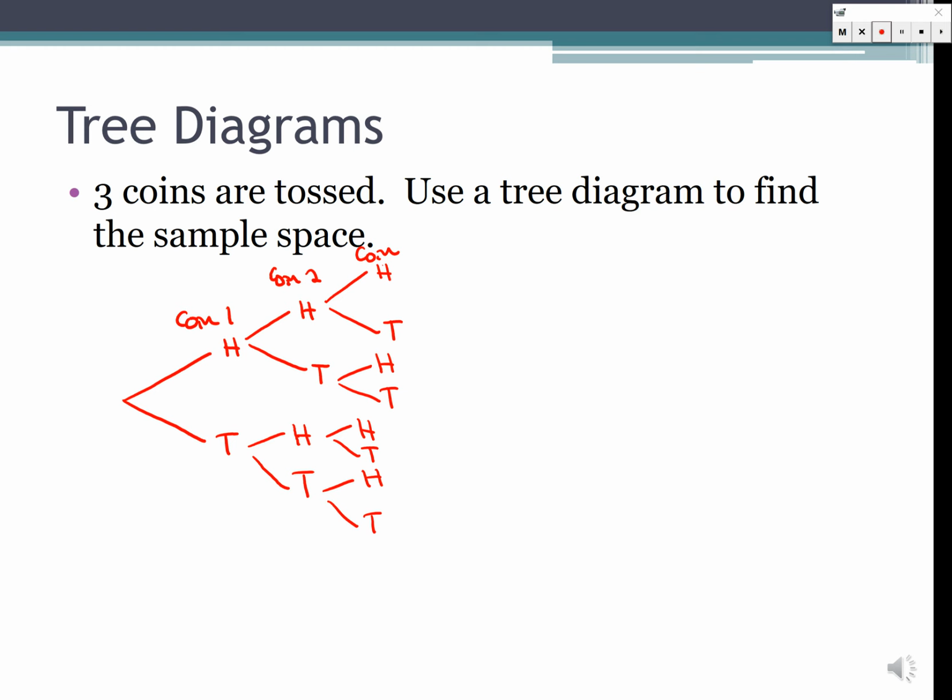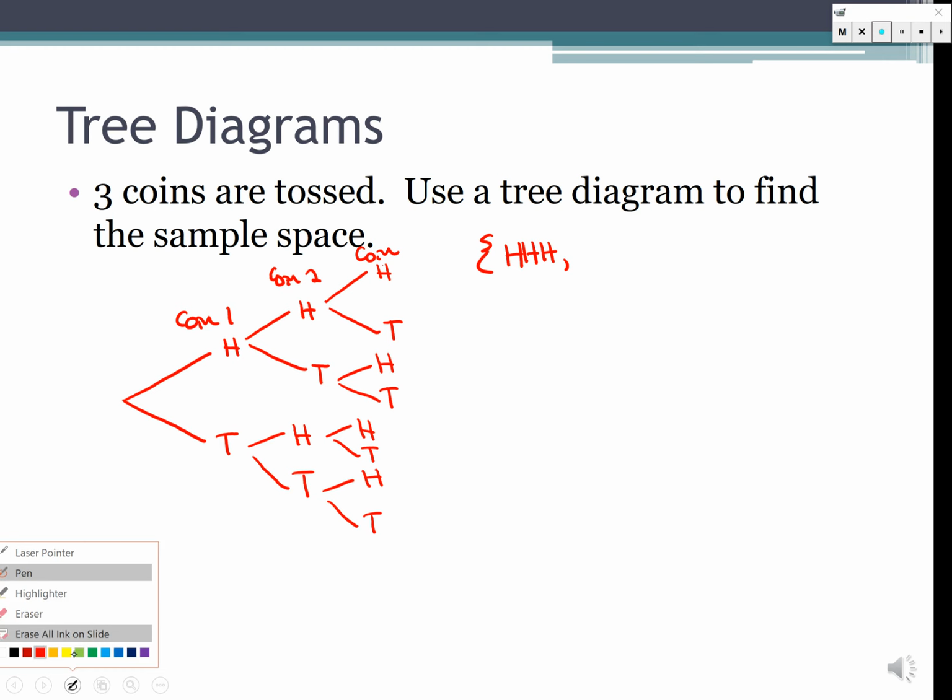So my first possibility, we follow the branches. Let me grab my highlighter here. My first possibility is going to be that they all come up heads. That's my first possibility, that they are all heads. So we're going to list head, head, head.